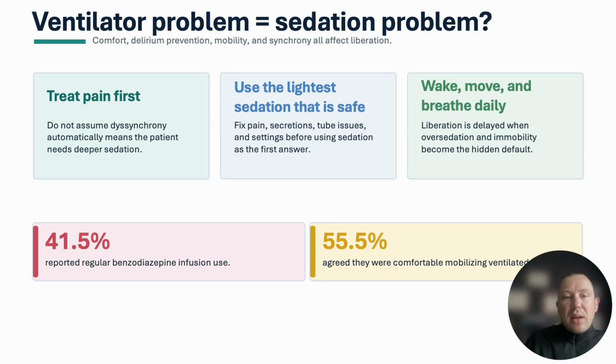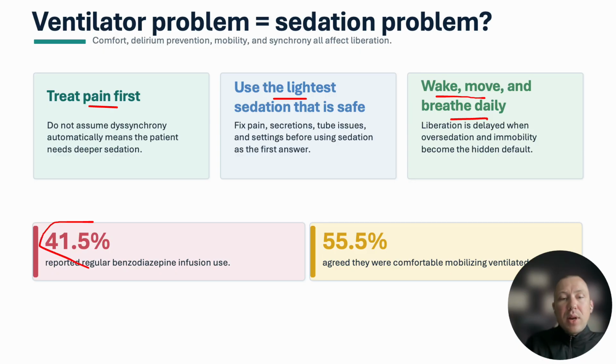Largely what I mean by that is that ventilator problem sometimes is not really about the ventilator, it's about sedation. Comfort, delirium prevention, mobility, and synchrony, they all affect liberation. So treating the pain first, using the lightest possible sedation, keeping your patient awake, moving, and performing SBTs or breathing trials daily has really been shown to improve ICU outcomes, shorten length of stay, and reduce need for tracheostomies.